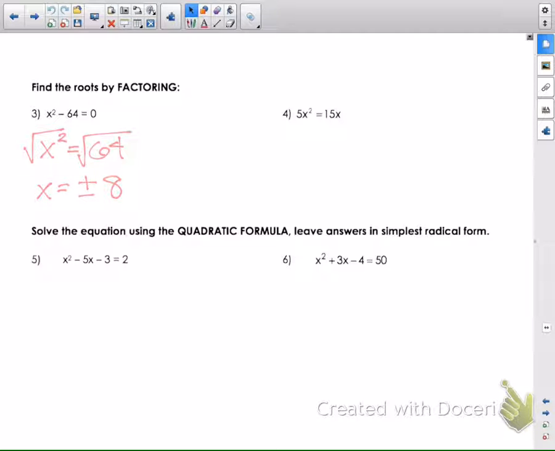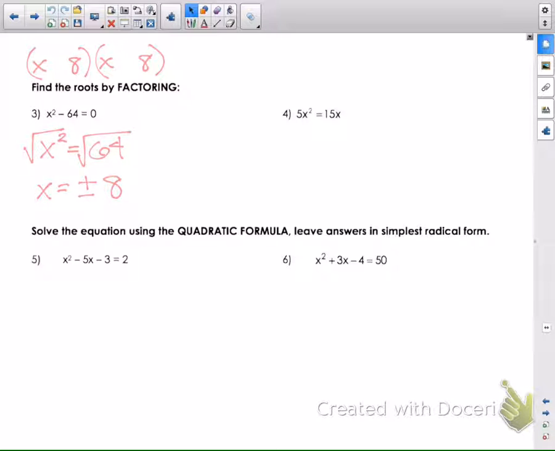Plus or negative 8. Now, I want to just show you factoring on this one. You could have also factored. That is a difference of perfect squares. That means those are the ones that we can draw the parentheses for and say, what is the square root of x squared? X. What is the square root of 64?